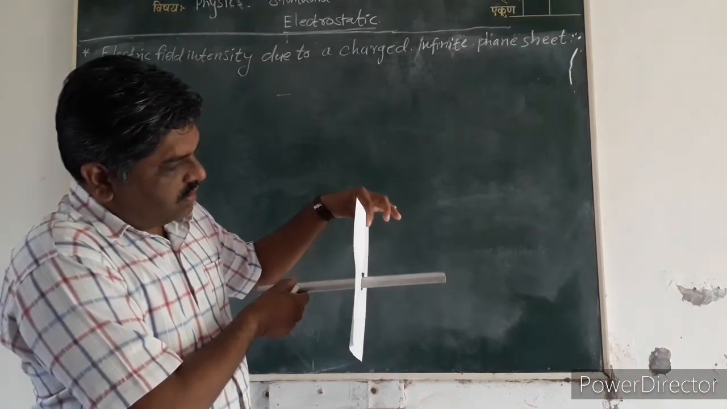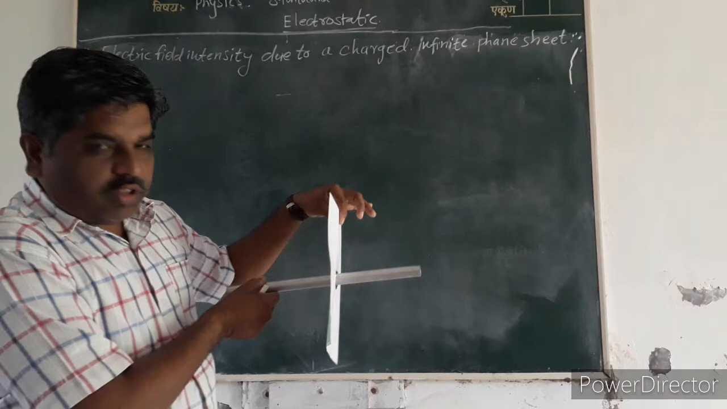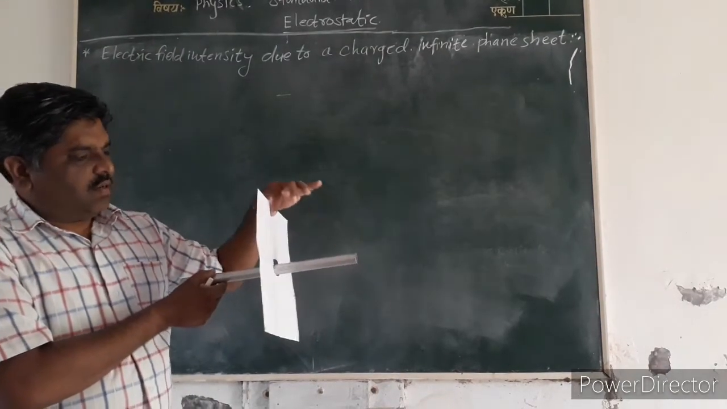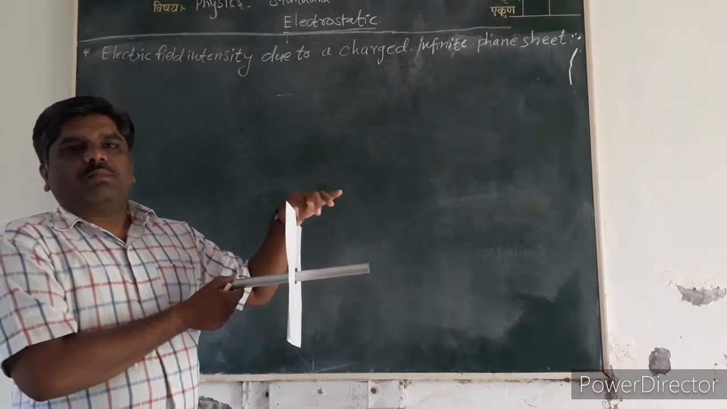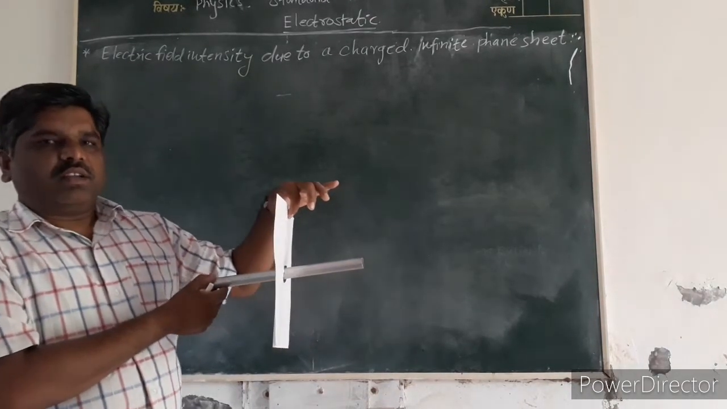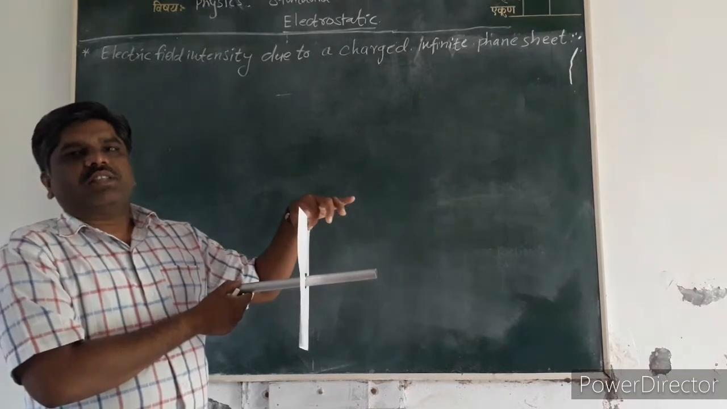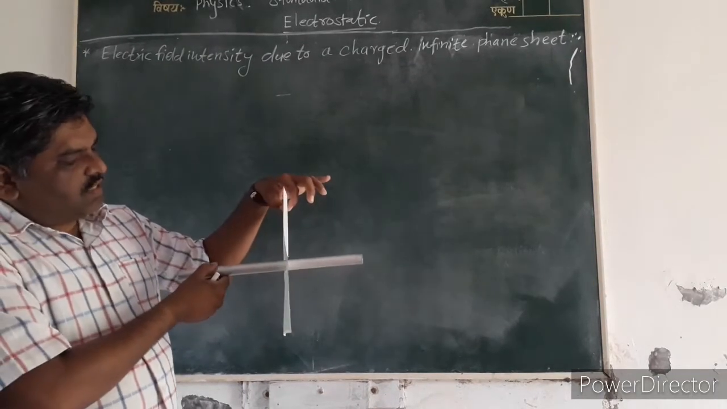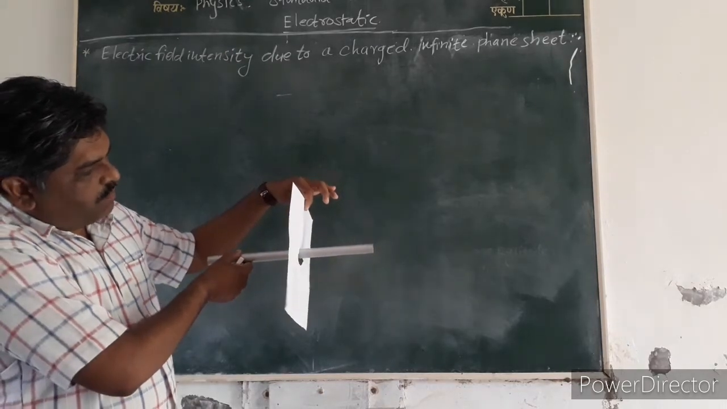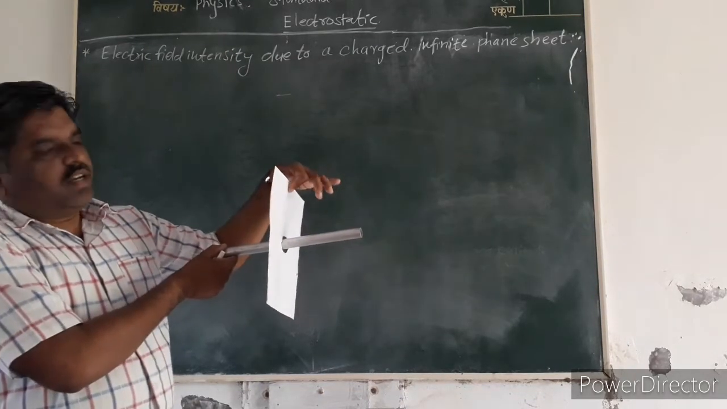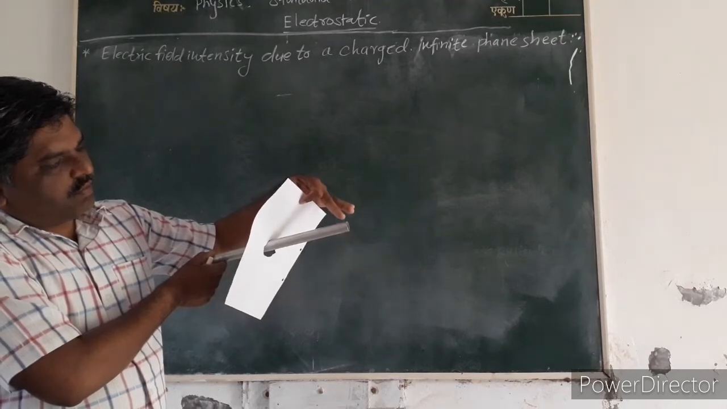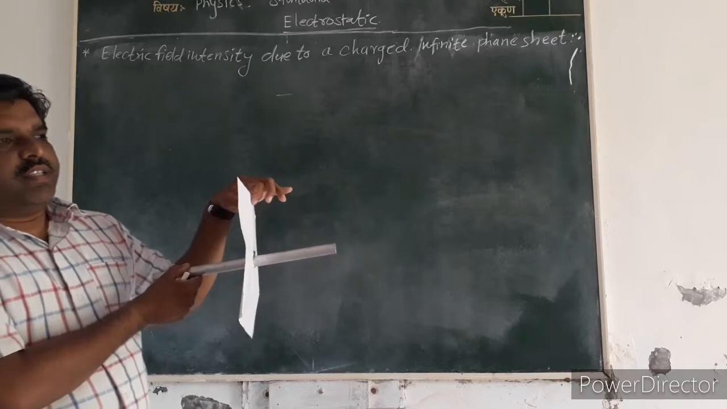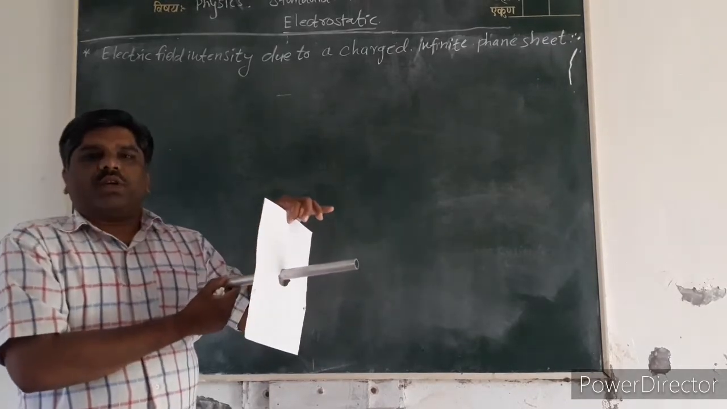has both the side of the plane sheet. That means this side and this side of the both side of the cylinder is nothing but Gaussian surface of that plane sheet. In this case, if we consider a point P on this cylinder, then what is the electric field intensity on this Gaussian surface?